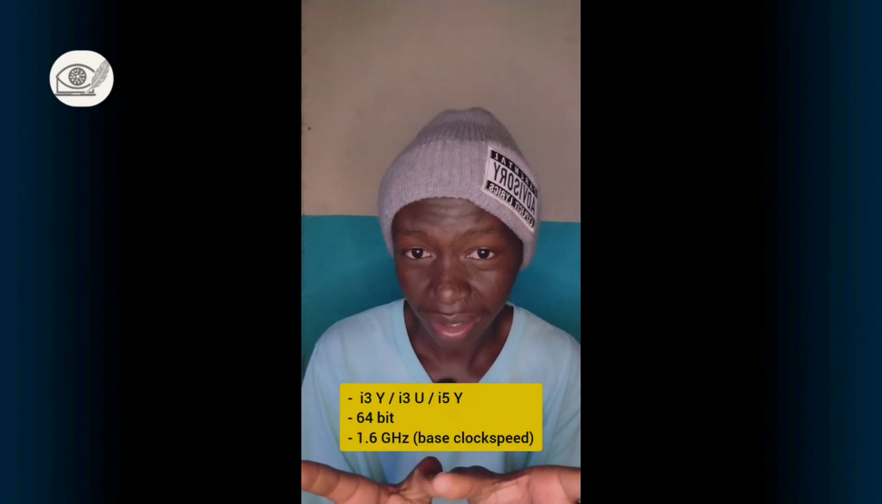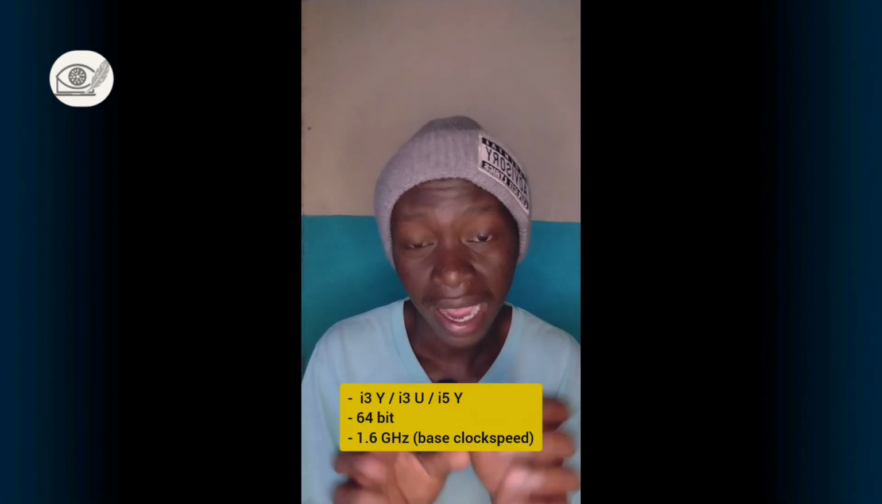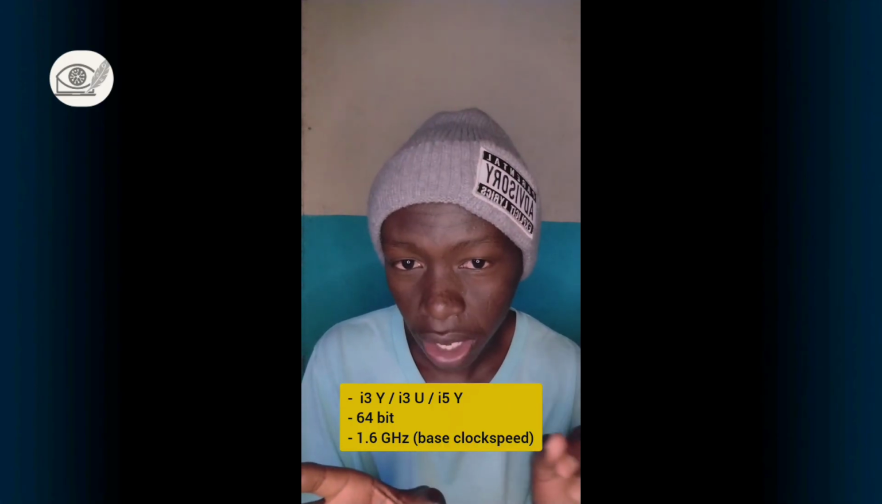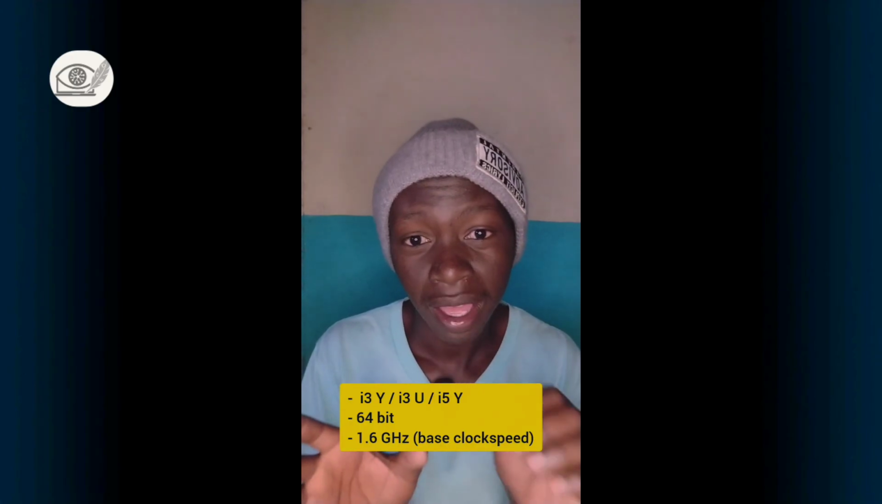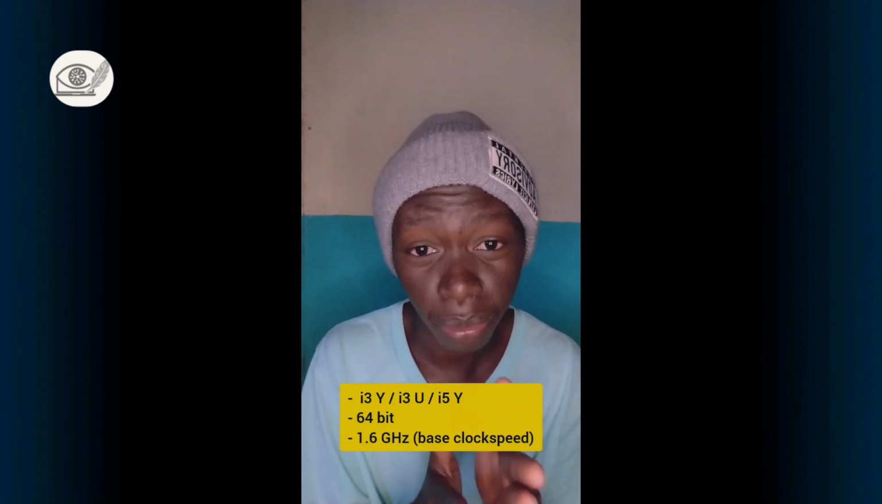So in summary, we are going for the i3. That's our target for the budget that we have. i3U or i3Y or i5Y. Okay, and then the processor should be 64-bit, and then the speed, which we call the clock speed, above 1.6 gigahertz. All right, now let's meet in the next episode as we are talking about the storage.